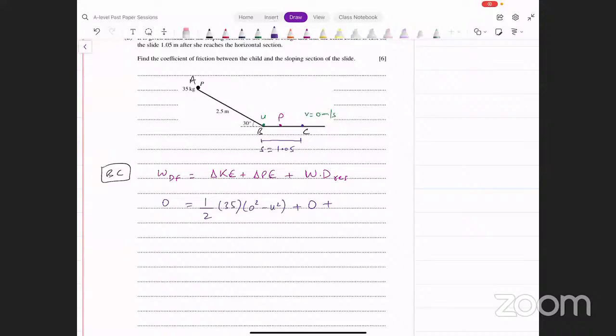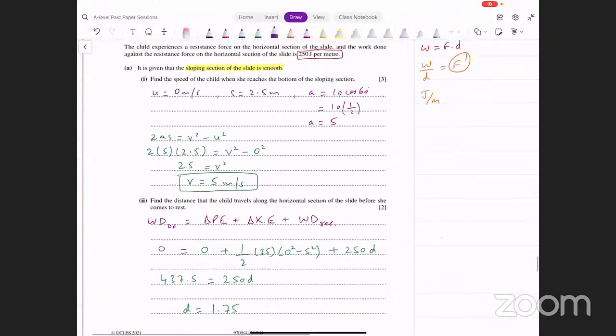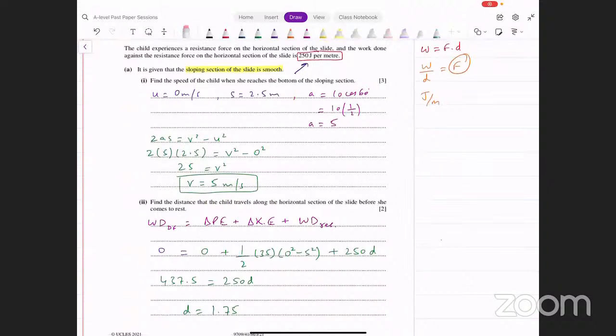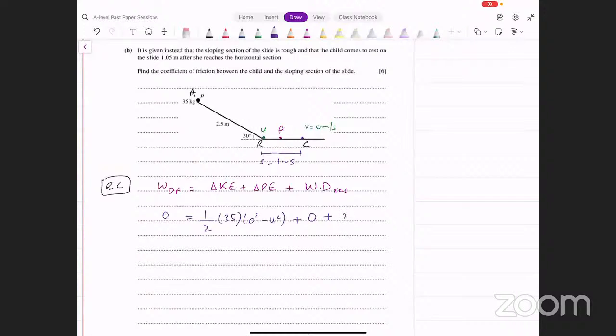What about the work done against resistance? Again, we know the value of the resistance per meter. That's 250 joules. Distance traveled is 1.05. So that's going to be 250 into 1.05. And that's going to give you the velocity at the point B.